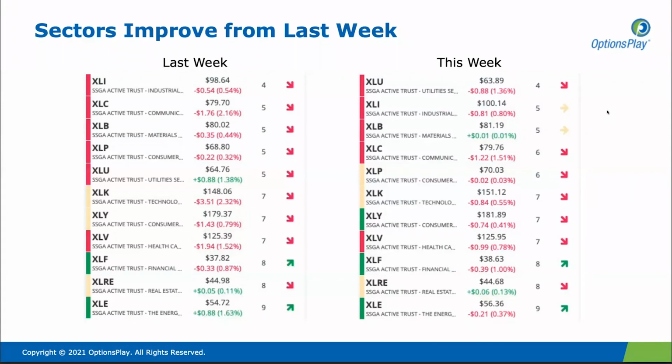Now, when we look at the sectors, this is the watch list from the options play tool, and you'll see that the sectors have improved a little bit. Specifically, the 6-month trend for staples has turned neutral, and consumer discretionary's 6-month trend has turned back to bullish. So a small improvement across the board when we look at the overall sectors.